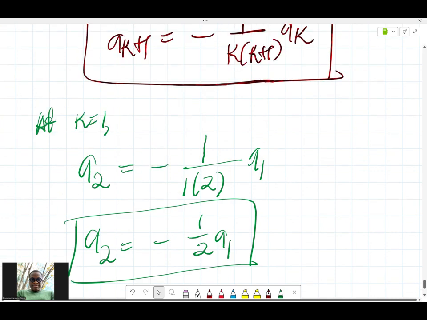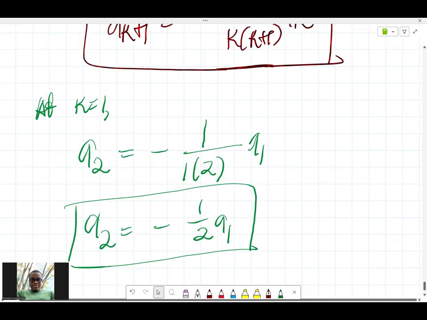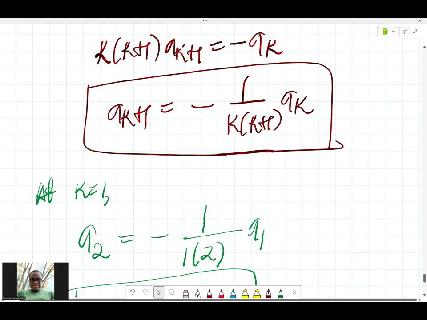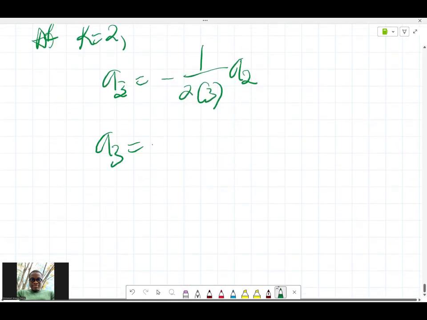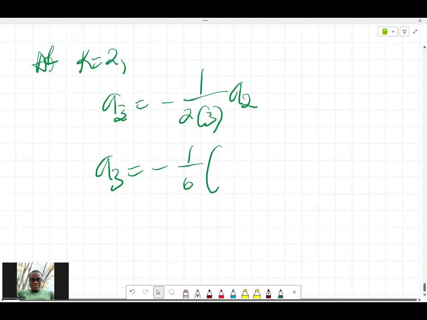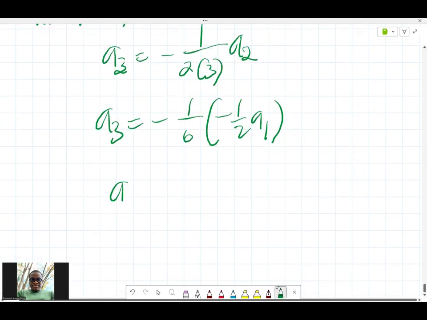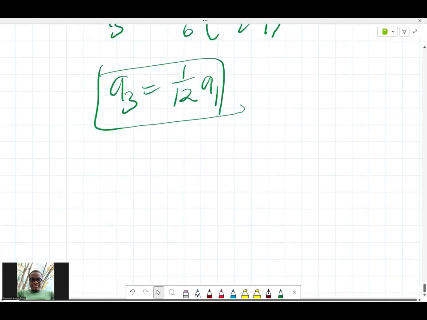a3 equals minus 1 all over 2 times 3. That's 2 into 3. Then we have a2. Interestingly, we have a2 up there. So this is a3 equals minus 1 over 6 into a2, which is minus 1 over 2 a1. All right. And so it means that a3 is equal to 1 over 12 a1. So we have that.